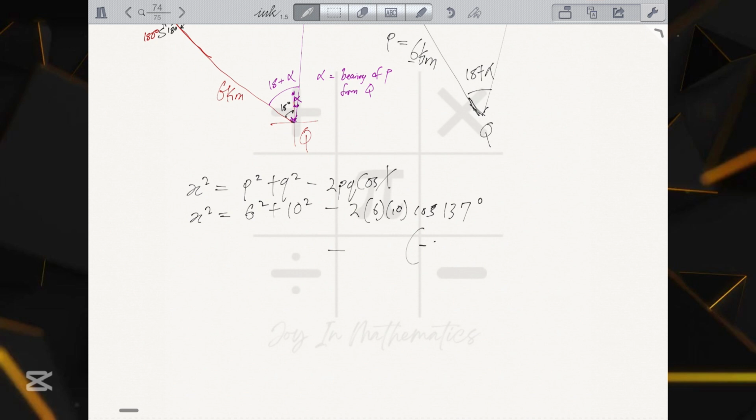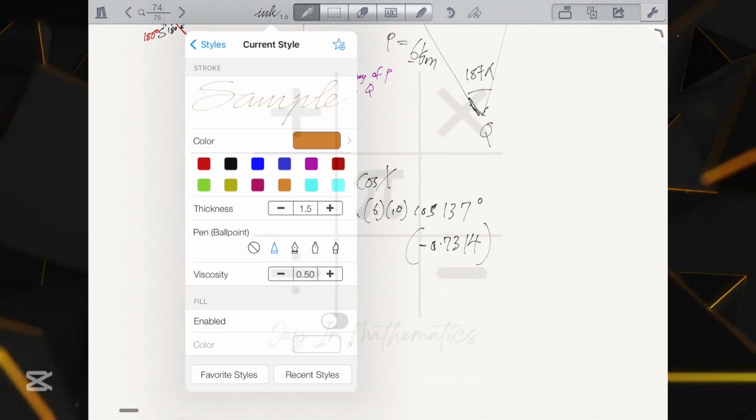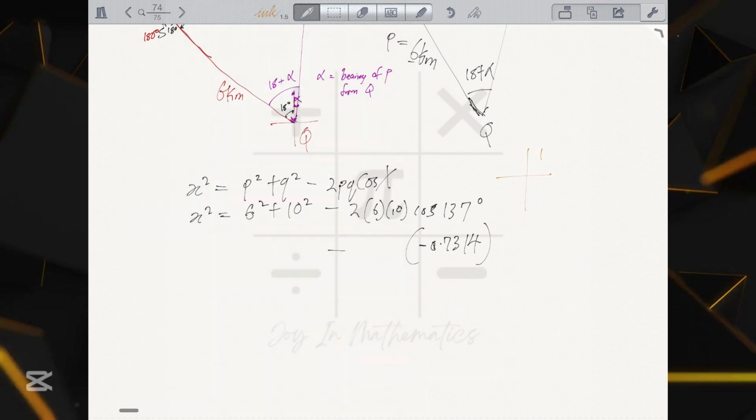minus 0.7314. Now it is negative because it is in the second quadrant. If you look at it, we have 4 quadrants: first quadrant, second quadrant, third quadrant, and the fourth quadrant. In the first quadrant, all is positive. In the second quadrant, only sine is positive. In the third quadrant, only tan is positive. And in the fourth quadrant, only cos is positive. Now 137 degrees falls in the second quadrant, so we have negative.